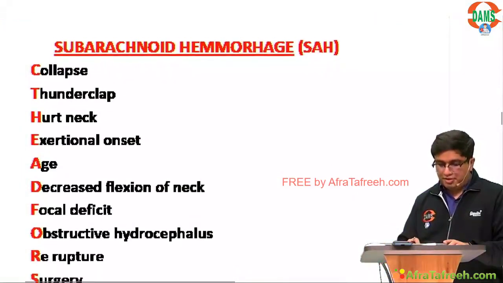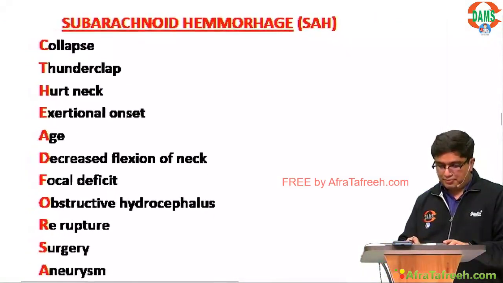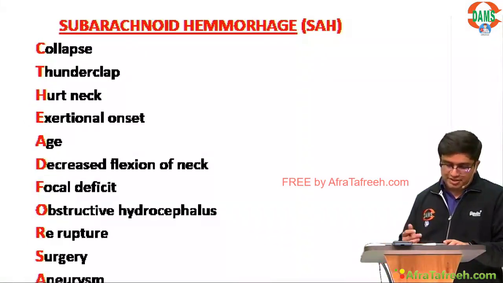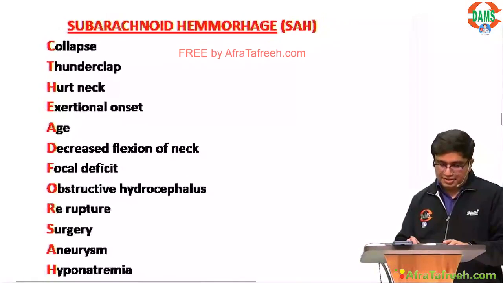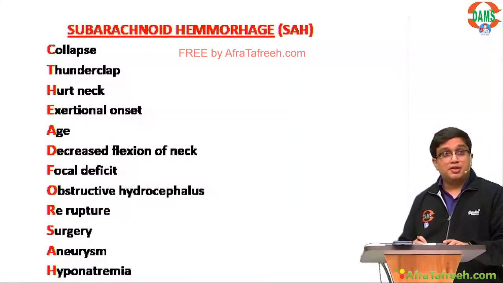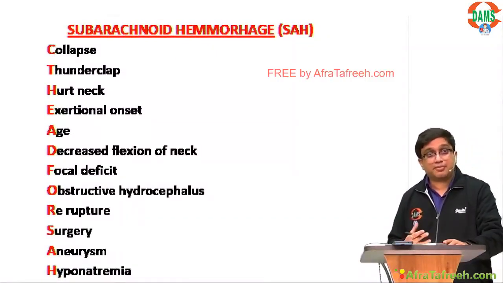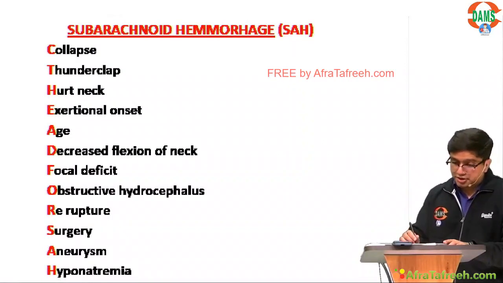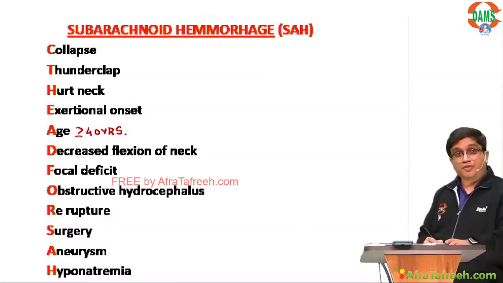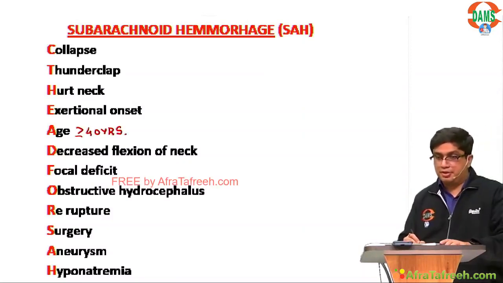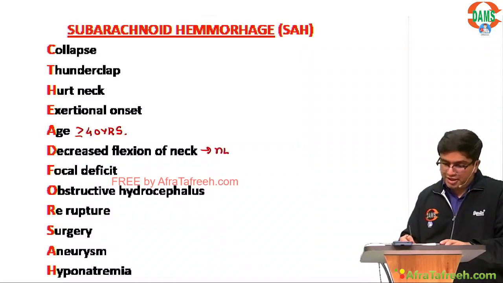Now we have the subarachnoid hemorrhage with us. So we get a CT head done for SAH. That's a quick mnemonic to remember this topic. We do a CT head for SAH. In a patient of subarachnoid hemorrhage, the age of onset generally in them is found to be at or above 40 years. They have got a decreased flexion in the neck region, reflecting in an extended neck or neck rigidity over there.